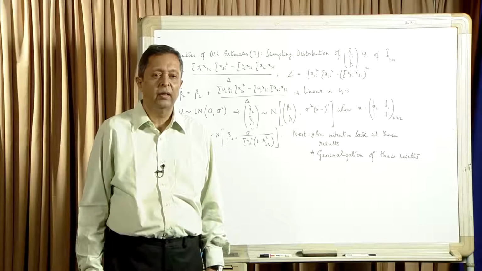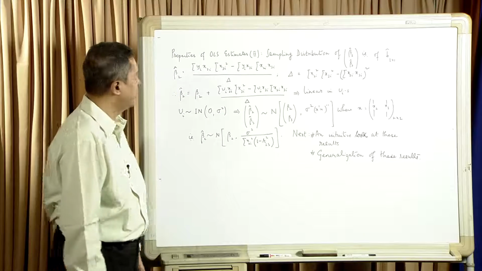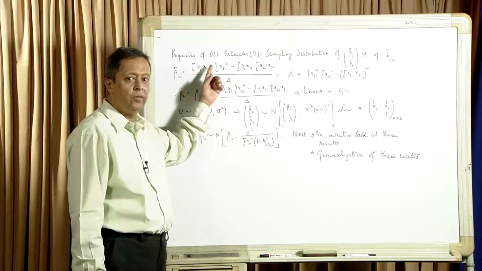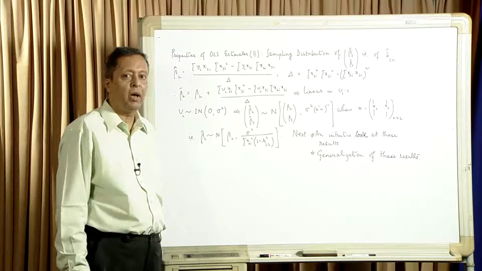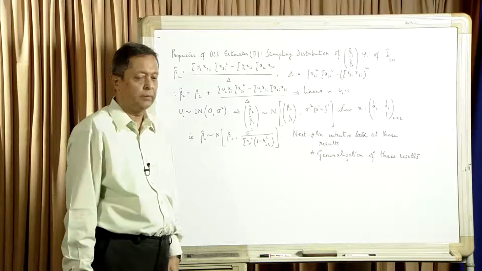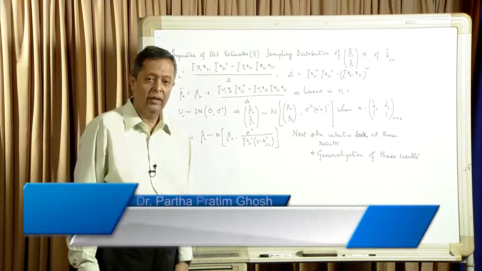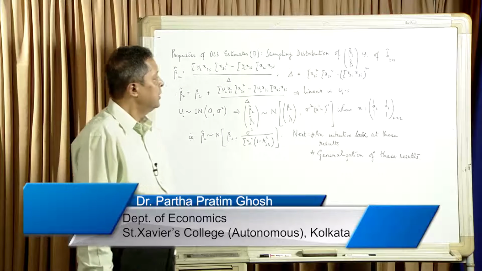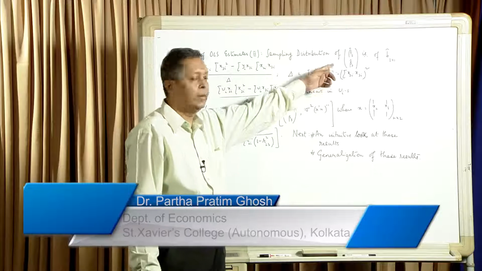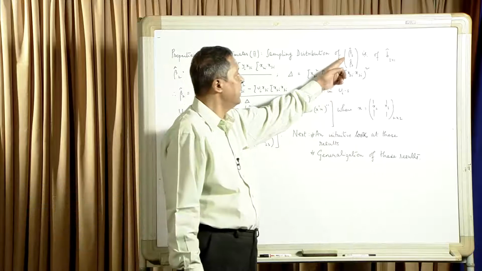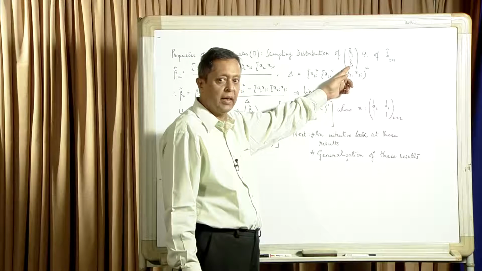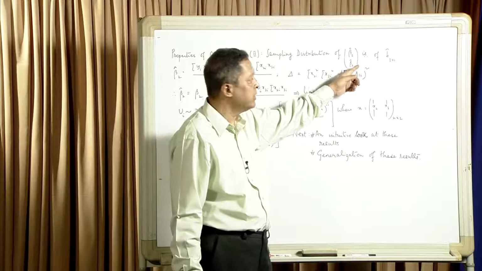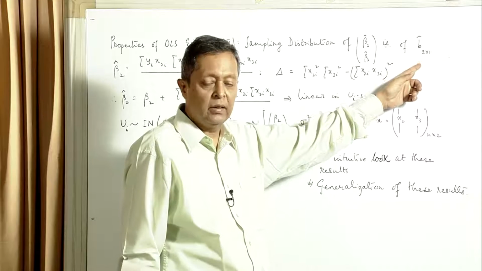Hello viewers, in today's module we will study the properties of ordinary least squares estimates, part 2, sampling distribution. As earlier, we are considering a 3 variable model where there are 2 slopes, beta 2 and beta 3, which are estimated as beta 2 hat and beta 3 hat and compactly written as beta hat, a vector of order 2 cross 1.